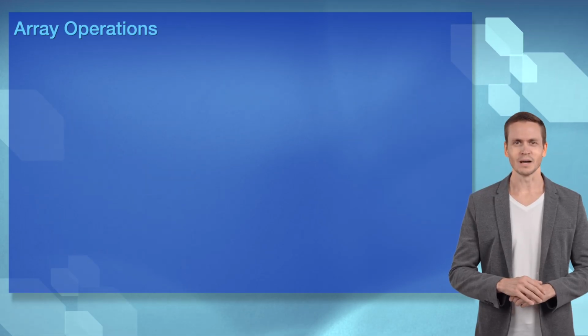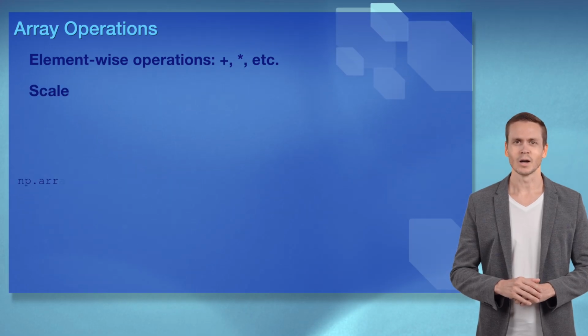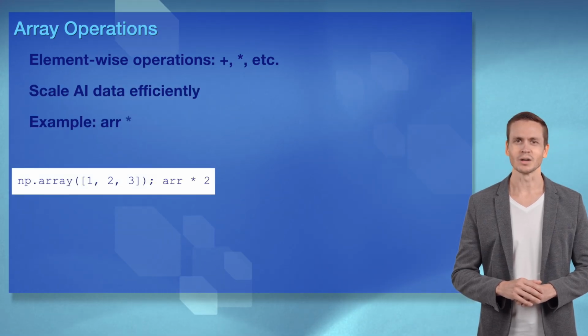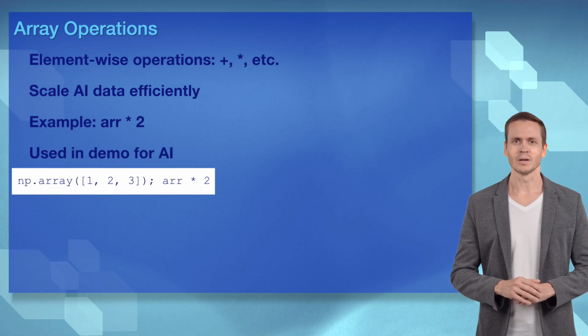Yo, Wizards, NumPy arrays are like a math party. Use arr * 2 to scale values or arr + arr for element-wise addition. Perfect for AI feature prep. I'm hyped to show this number crunching swagger in our demo.